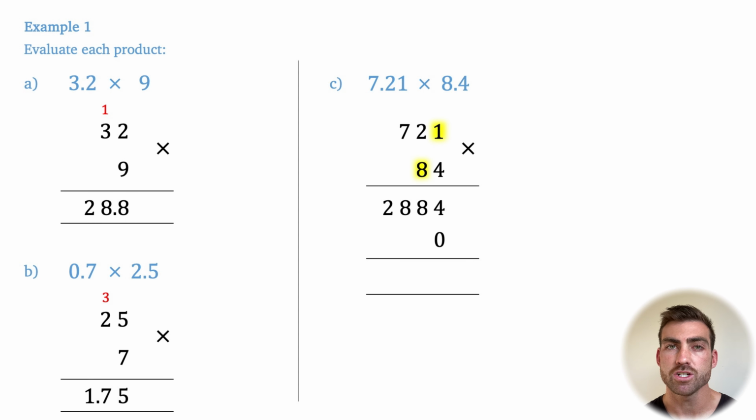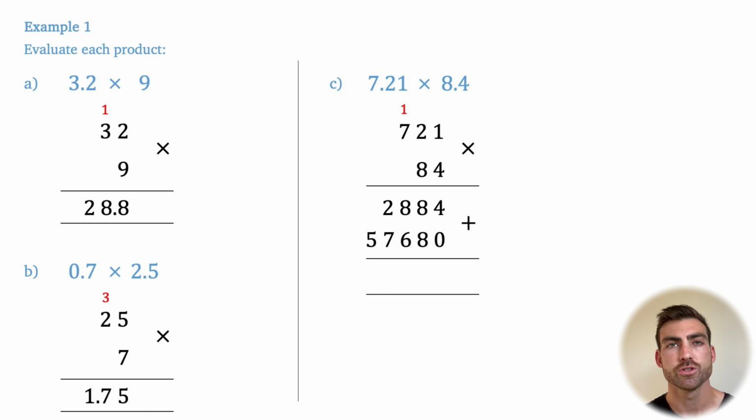Now multiplying each column, 8 times 1 equals 8. Then 8 times 2, which equals 16. We write down the last digit and add 1 to the next column. Next 8 times 7, which equals 56, plus the extra 1, we get 57.